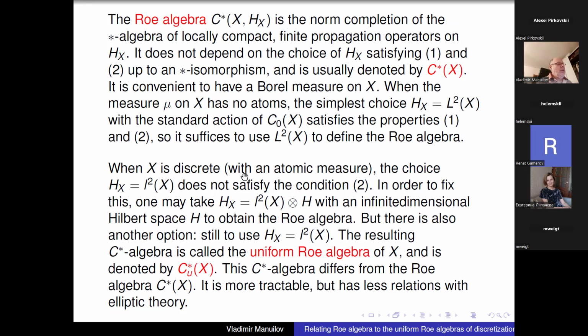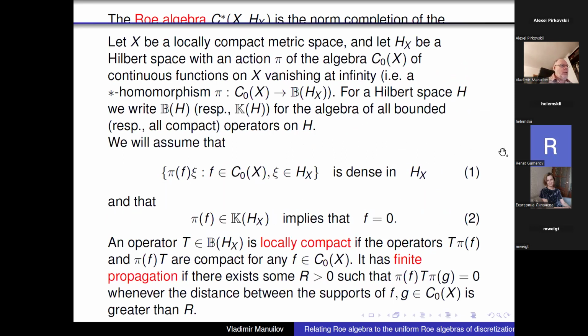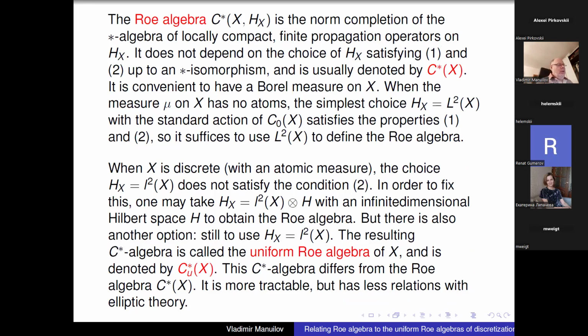When the space is not discrete and it has some nice measure, then it's possible to consider the natural action of the functions on the space X on the Hilbert space L2 of X. This holds when the measure on X has no atoms, but if it has, then one has to do something about the property 2 from the previous page. So if we have atoms, then this doesn't hold. The delta function of an atom is compact and the function is not trivial. So when a space is discrete, then this choice of L2 of X will not satisfy this condition.